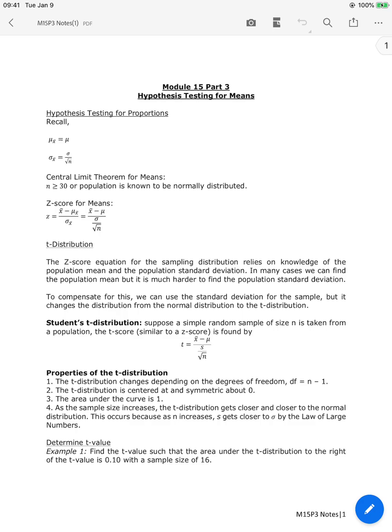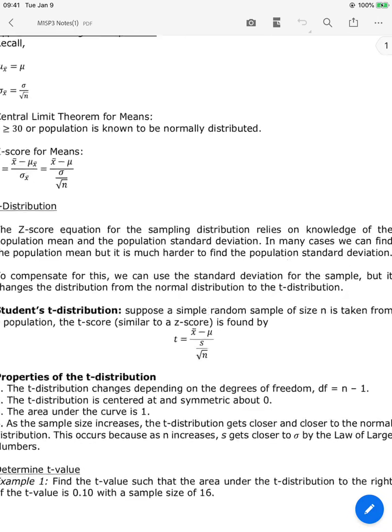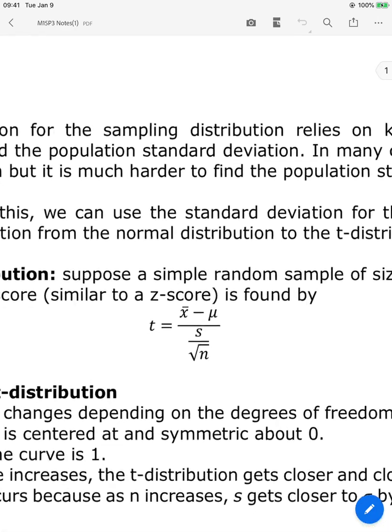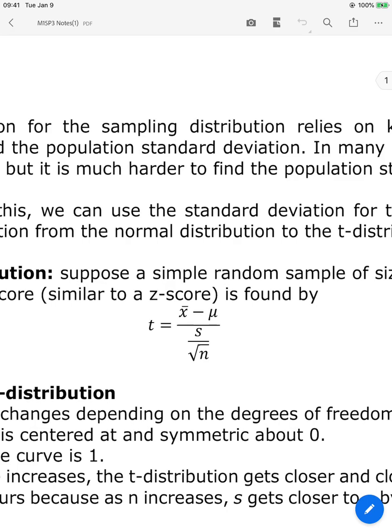Now we have a problem with this z-score equation. It's going to be hard enough for us to know what the population mean is. It's going to be pretty much impossible for us to know what the standard deviation of the population is. So instead, what we're going to do is substitute the sample standard deviation for the population standard deviation. And that changes our distribution from the normal distribution to a t-distribution.